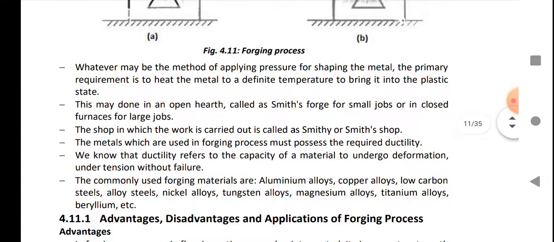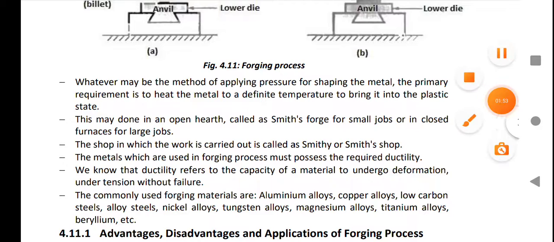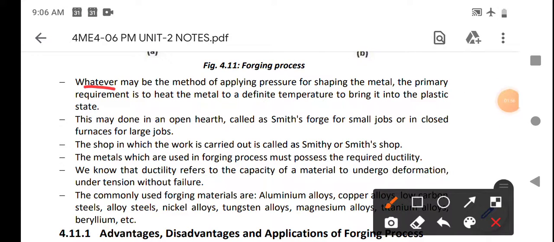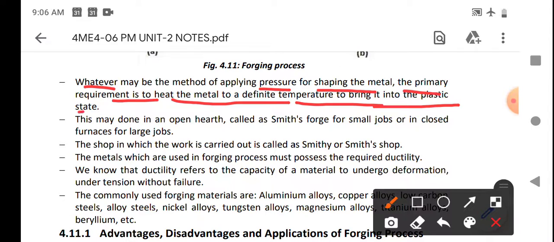Now, whatever the method of applying pressure for shaping the metal, the primary requirement is to heat the metal to a definite temperature to bring it into a plastic state. This may be done in an open hearth called a smith forge, or for a small job, in a closed furnace for a large job. The shop in which the work is carried out is called a smithy or smith shop.